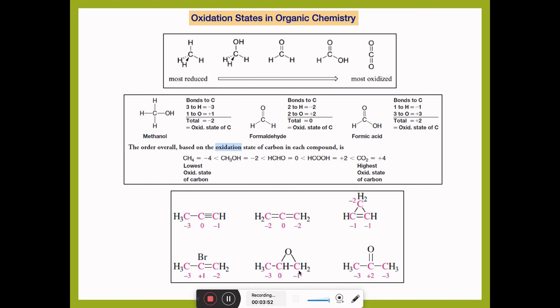If you look at the terminal carbon, you have minus 1 because you have 2 hydrogens which contribute minus 2 and 1 oxygen which contributes plus 1. So minus 2 and plus 1 gives minus 1. In this way, similarly, you can see here also the oxidation state of the carbons present in the acetone molecule.